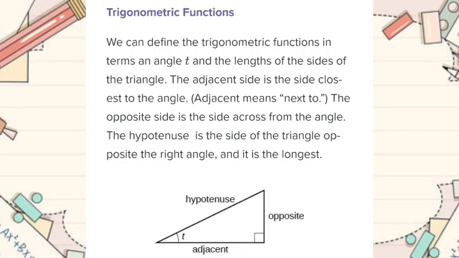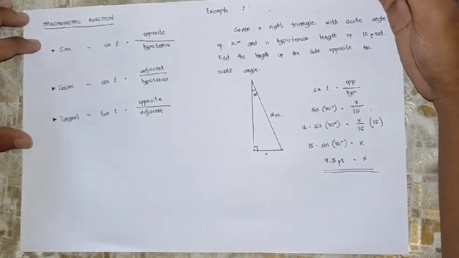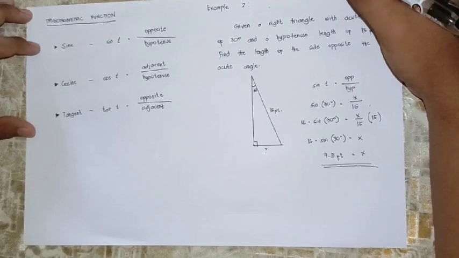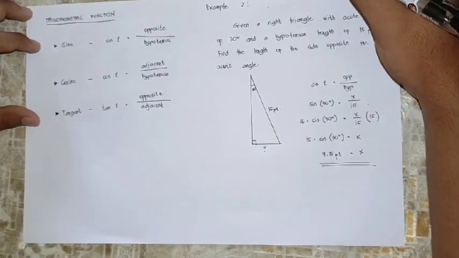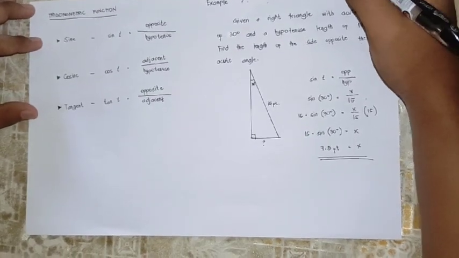Next is trigonometric functions. We can define the trigonometric functions in terms of an angle θ and the length of the sides of the triangle. The adjacent side is the side closest to the angle. The opposite side is the side across from the angle, and the hypotenuse is the side of the triangle opposite to the right angle and is the longest side of the triangle. When solving for a missing side of a right triangle, but the only given information is an acute angle measurement and a side length, use the trigonometric functions listed.